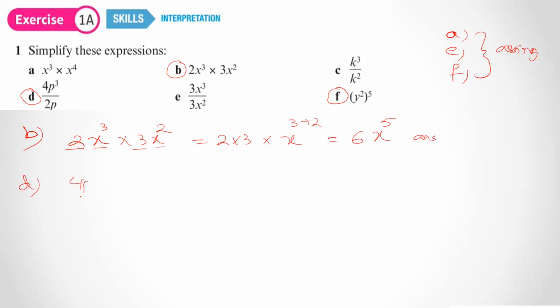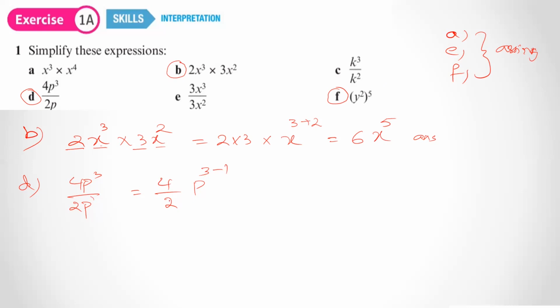4p power 3 upon 2p. We shall be using the index law, second index law. 4 divided by 2 will remain as it is, but I shall write here p one time. And its 3 will be written as it is, but underneath in the denominator, p was having no power. It means it was having power 1, as we learned in the previous slide. So we simplify it and then we write 3 minus 1.